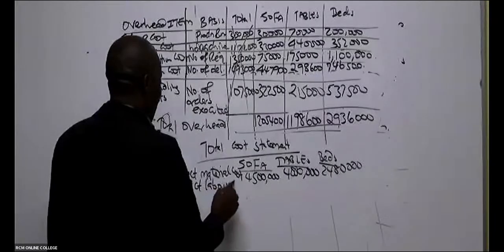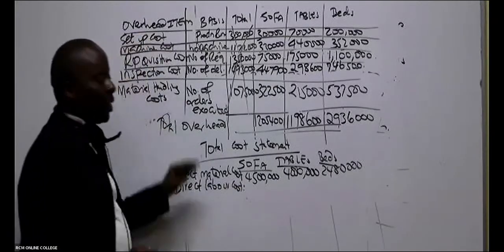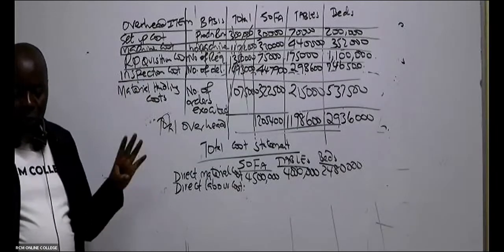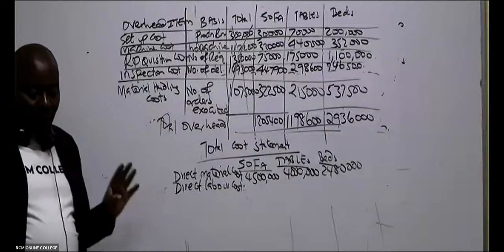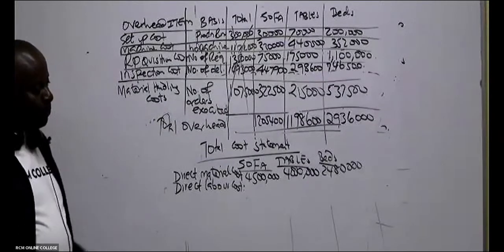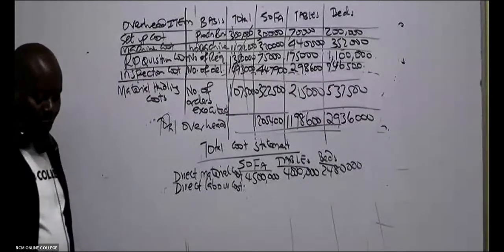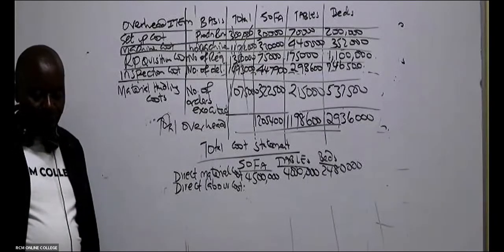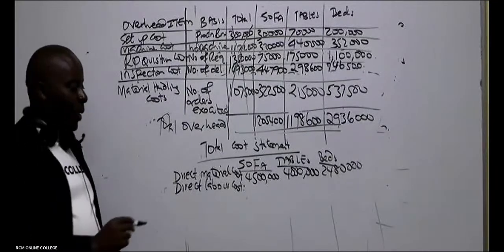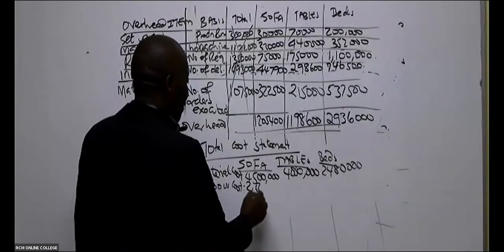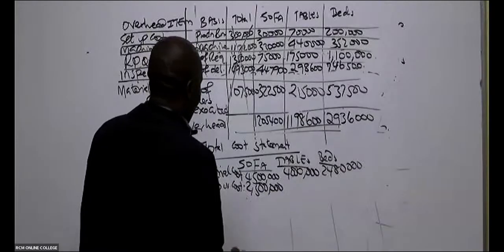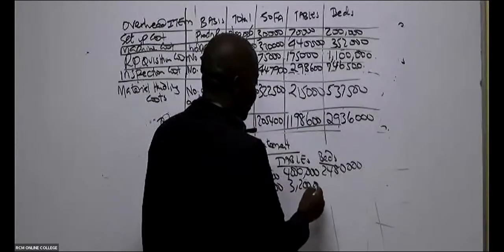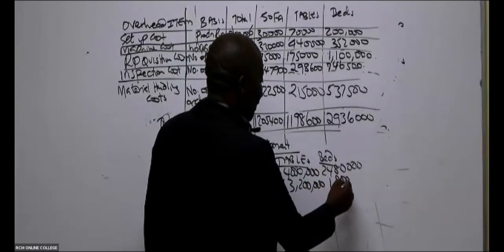Then we have direct labor cost. We have done this using the other method, isn't it? Prime cost doesn't change between methods. So we start with direct labor cost for sofa. 2.5 million. Yes. 3.2 million. Yes. 1.8 million. Thank you so much.